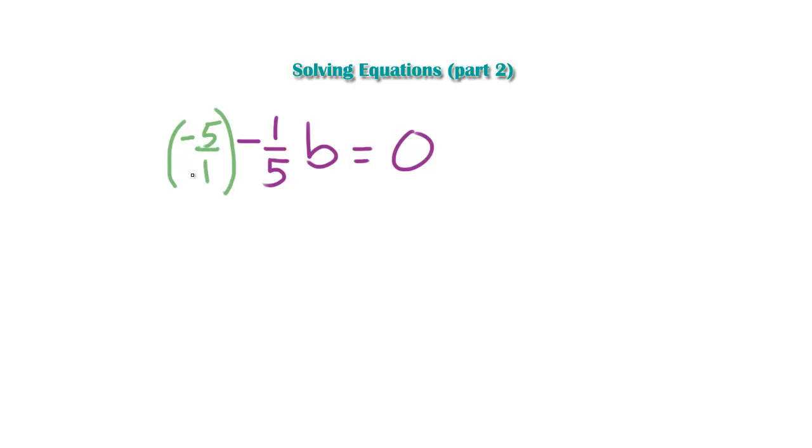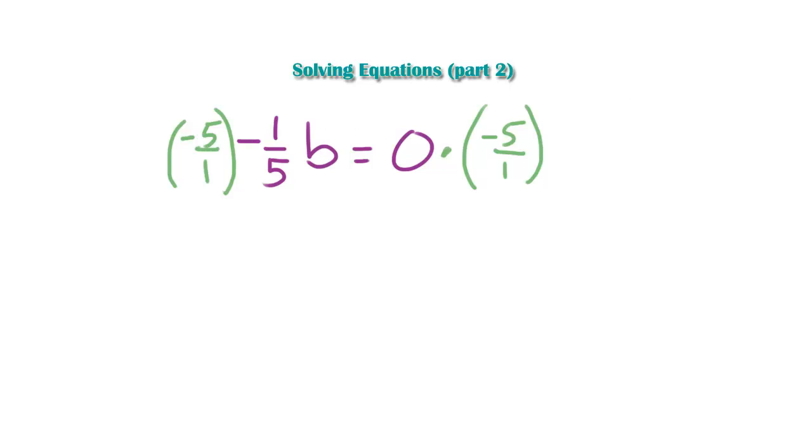Okay, let's take a look at another one. Let's say I have negative 1/5 b equals 0. Right? Same thing we did last time. I'm going to multiply by the reciprocal of negative 1/5. Right? So that will be negative 5/1. Again, it's easier just to make the parentheses so you can see it better. And I'm going to do the same thing on this side. Multiply by negative 5/1. Right?